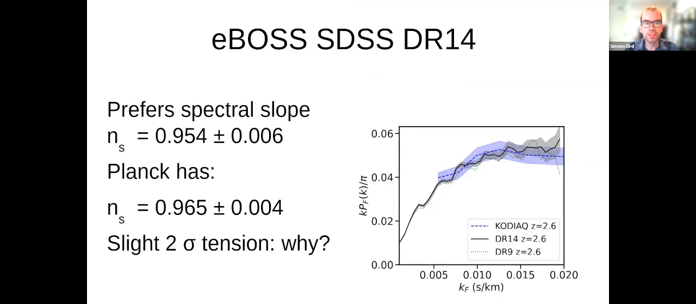So what we're going to do here is compare to the eBOSS SDSS DR14 release. If you look at the previous papers on this, you'll see that there's a mild tension with Planck. This is because eBOSS prefers nS a little bit lower than Planck, by about 2 sigma. One of the things you're interested in is, why is this the case? It's not a large tension, but it would be nice to understand.